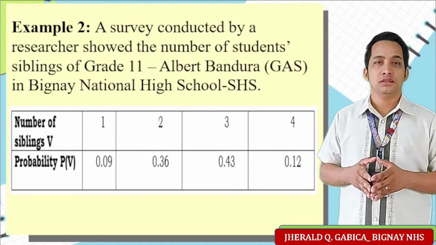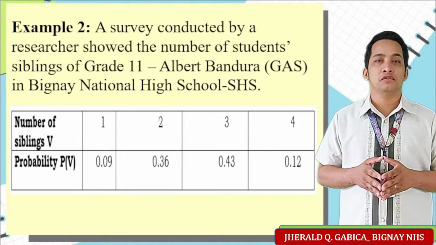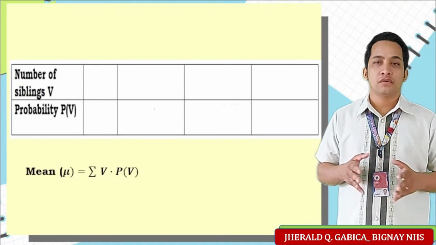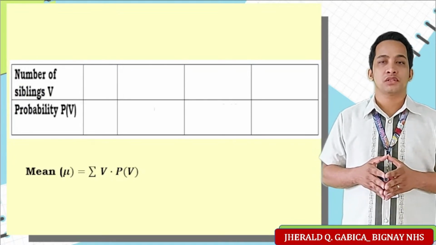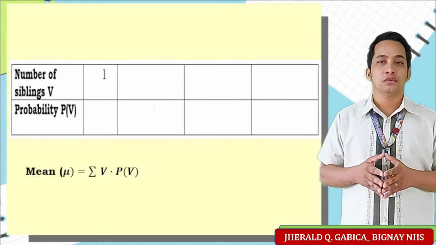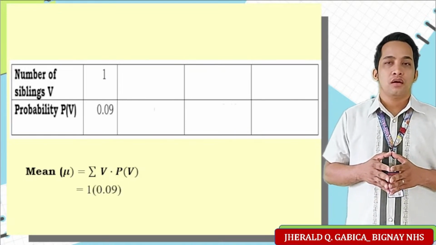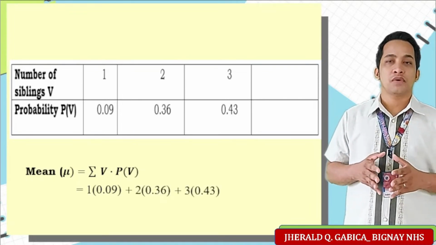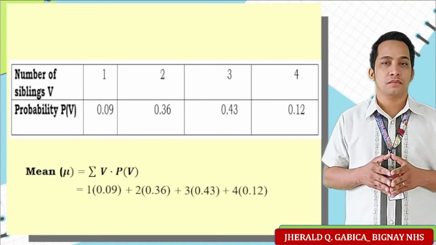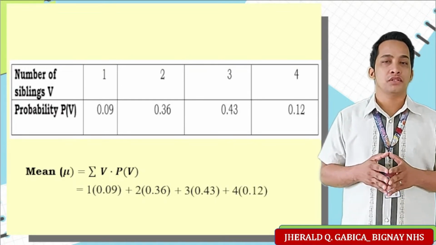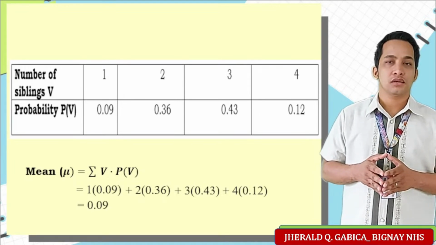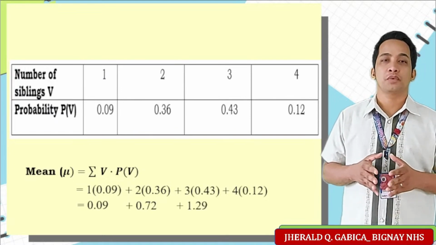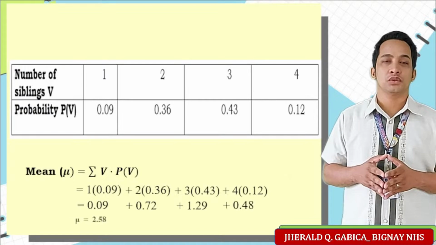Now to solve for the mean, we just need to multiply the value of v and its corresponding probability. For the value of 1 times 0.09 plus the value of 2 times 0.36 plus the value of 3 times 0.43 plus the value of 4 times 0.12. So that is 0.09 plus 0.72 plus 1.29 plus 0.48. So our mean is equal to 2.58.